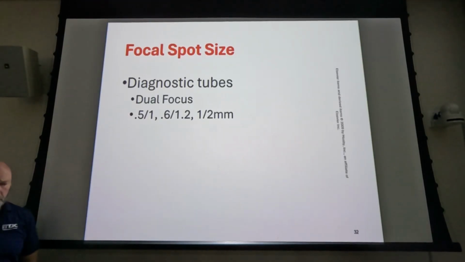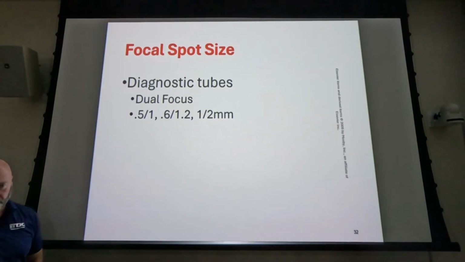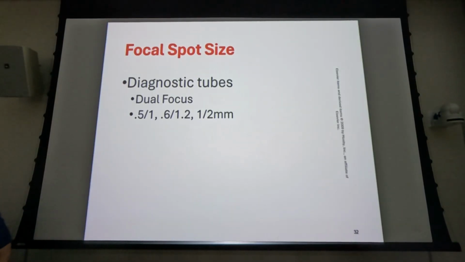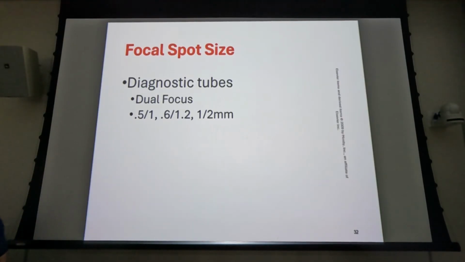Okay. So kVp, mA, time, and SID are our 4 prime exposure factors. Everything else is secondary. Focal spot size is really not an exposure factor in the sense that we expose the image receptor; the amount of exposure to the image receptor and the patient changes.